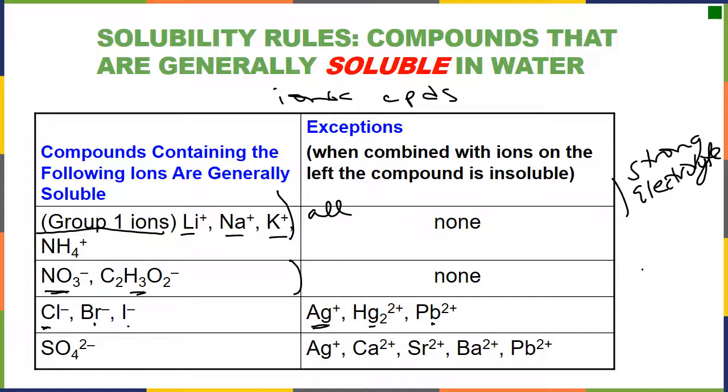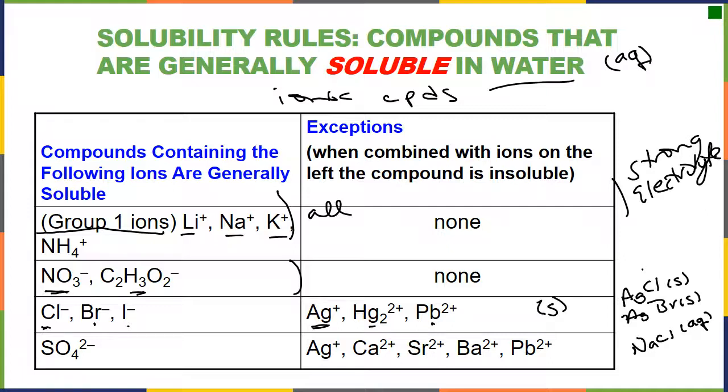So for example, AgCl is insoluble, or AgBr is insoluble. But if we said that we had ourselves some NaCl, well, all group 1 compounds are soluble, so this is soluble. Now, when we want to indicate that's soluble, we're going to do AQ. AQ meaning dissolved in water. If it is not dissolved in water, we instead are going to put a solid here, telling us it's an insoluble precipitate.